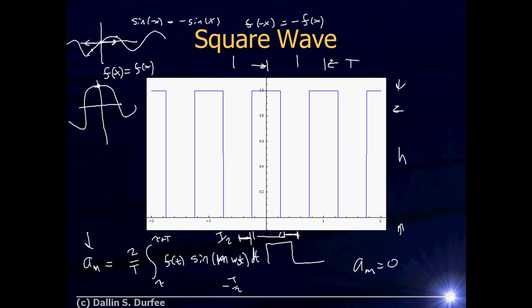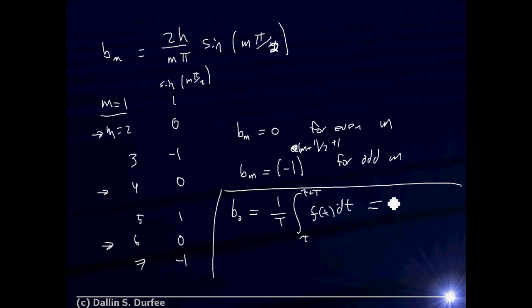And if I look at my square wave, the average height is just h over 2, just half of h. So that's just going to be h over 2.